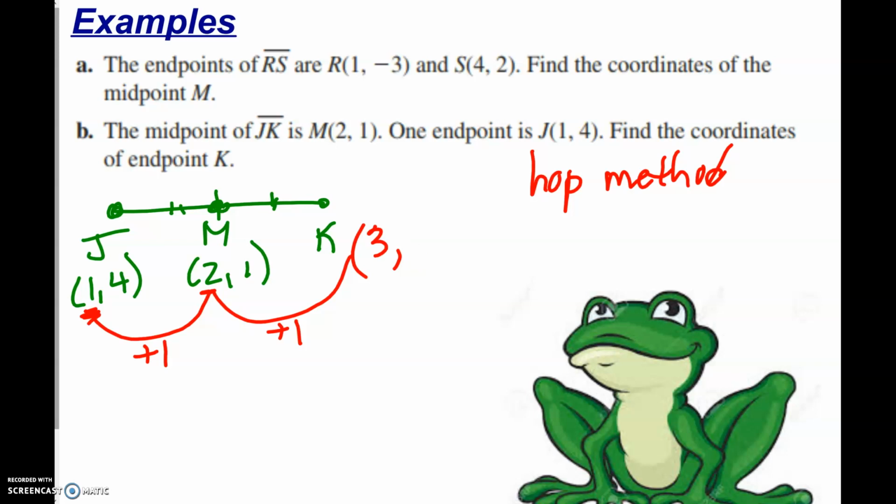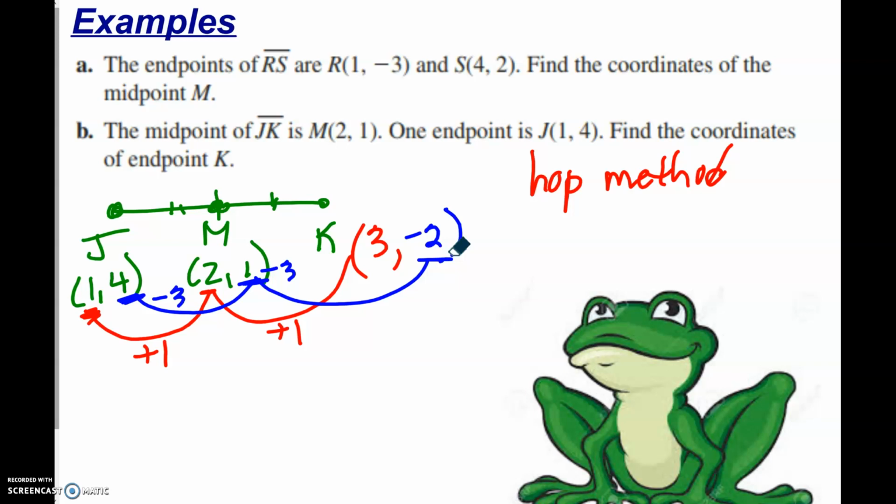Now we have to do the same thing. If J is at 4, and then it goes to 1, what's happening here is we are subtracting 3. So we have to hop the same way on the other side. So we need to do 1 and subtract 3. So 1 minus 3 is going to give us a negative 2. So K is at (3, negative 2).